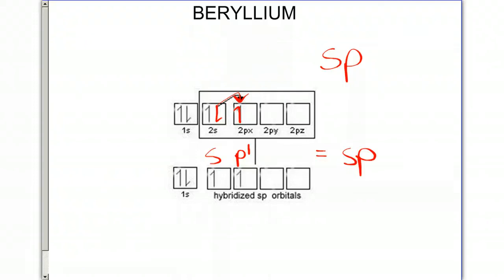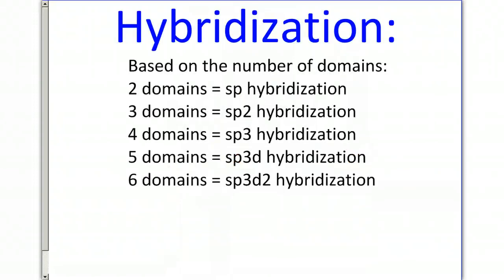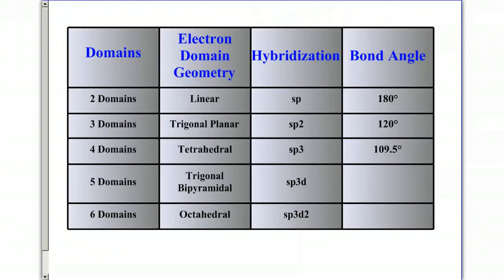So hybridizations for each of the domains is, if you have 2 domains, you'll have an sp hybridization. If there are 3 domains, we'll have an sp2 hybridization. 4 domains is sp3. 5 domains, we actually start hybridizing with the d orbitals. So you have sp3d, and 6 domains will have an sp3d2 hybridization. So to summarize, if we know how many domains there are, then it's easy to identify the hybridization and the bond angles.